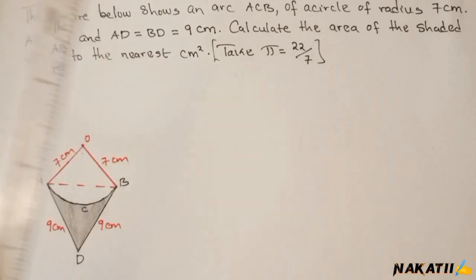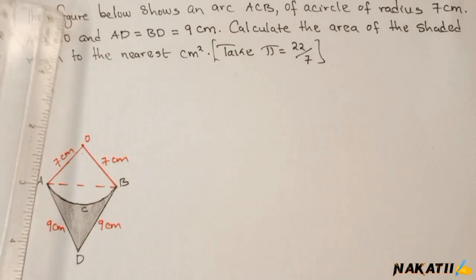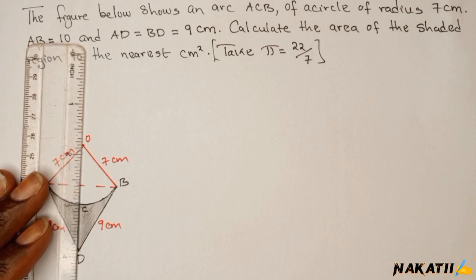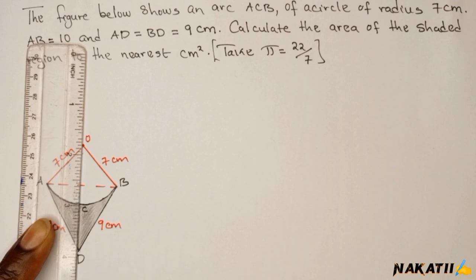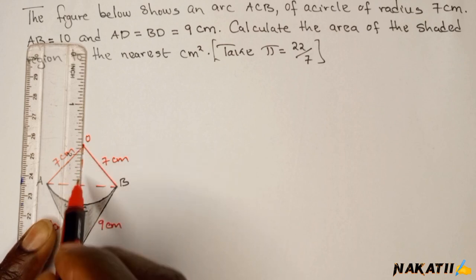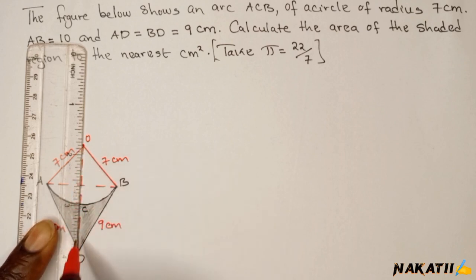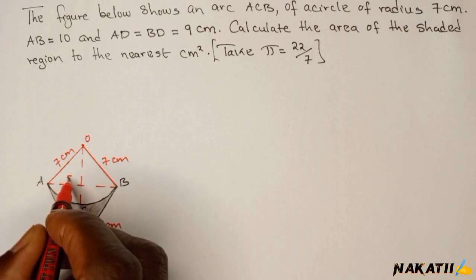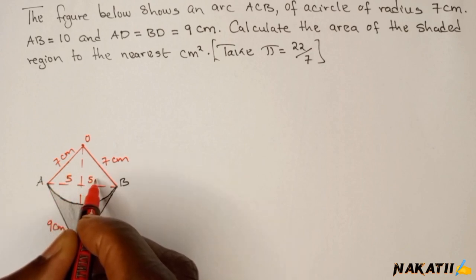If you drop a perpendicular line from the center towards any chord, it bisects that chord into two, because AB is the chord inside that circle. Therefore, if I drop a perpendicular line, this one here will be 5 and this one here will be 5 centimeters.